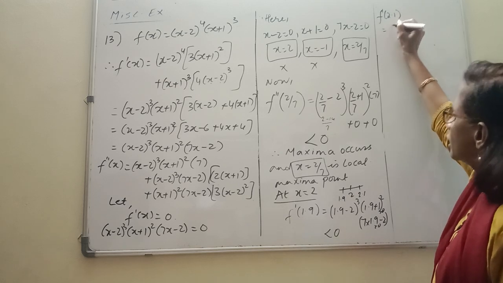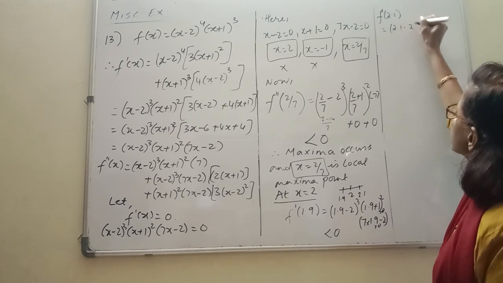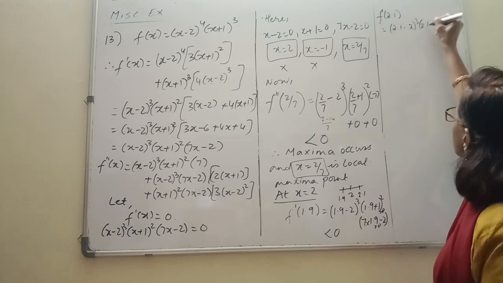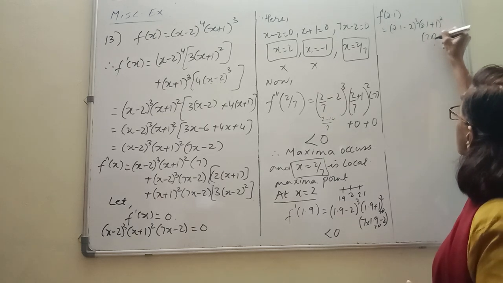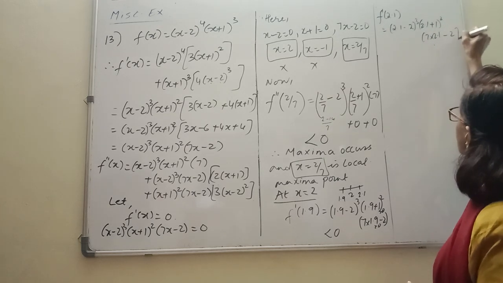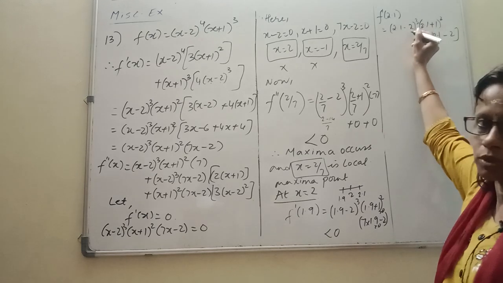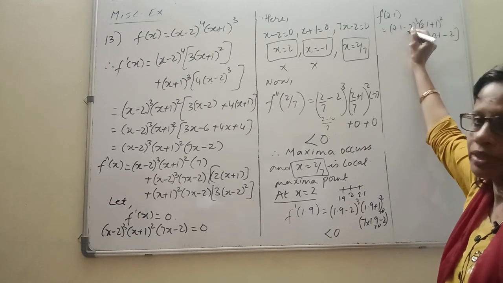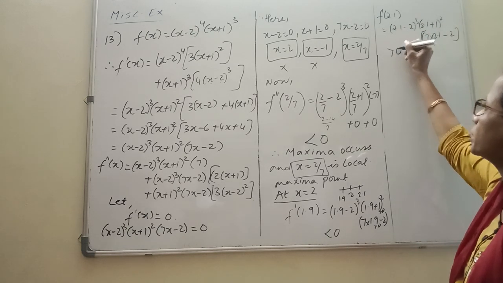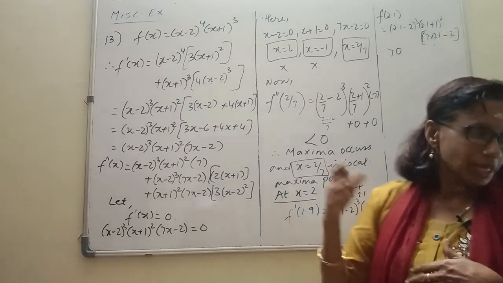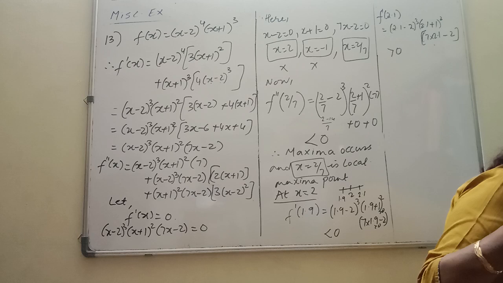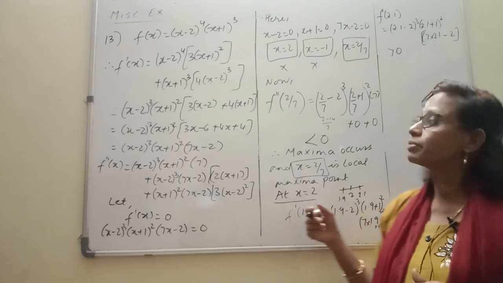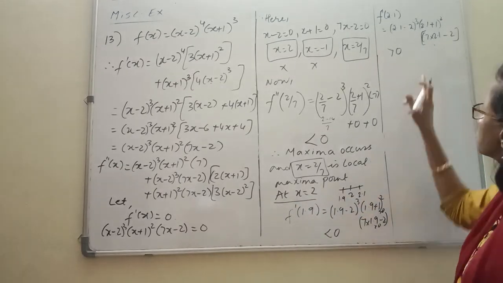Now, f dash at 2.1, on the contrary, is going to be 2.1 minus 2 the whole cube, 2.1 plus 1 the whole squared, and 7 times 2.1 minus 2. So everything is going to be positive, and the entire thing is going to be positive. So you are moving from negative to positive.